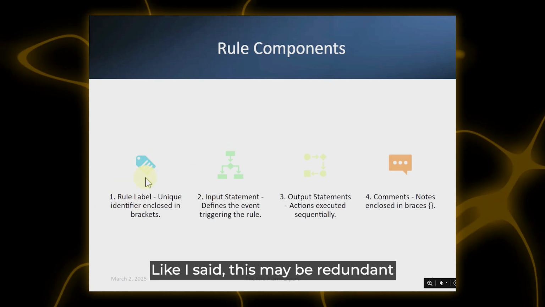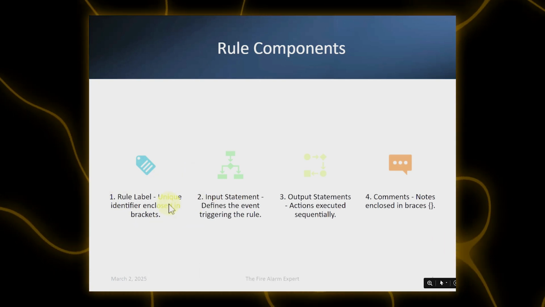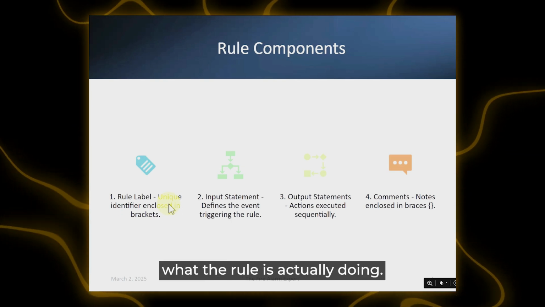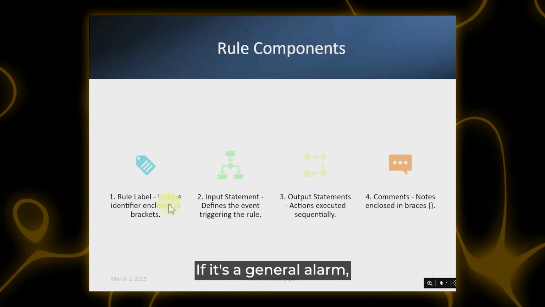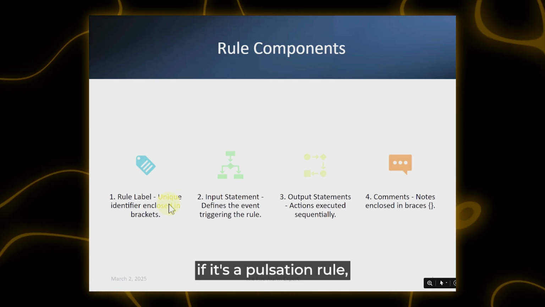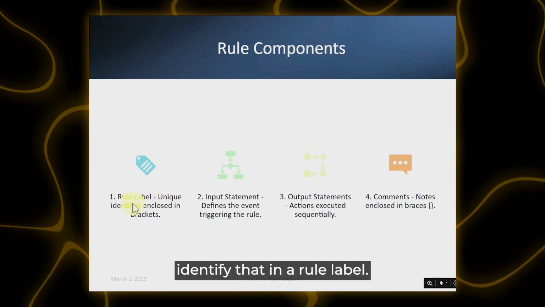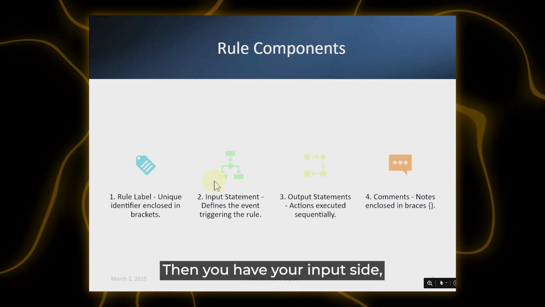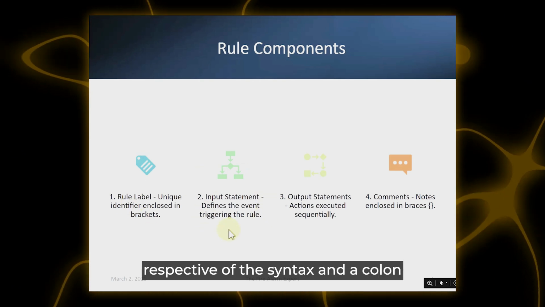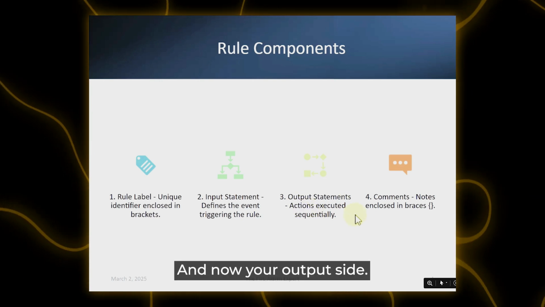So here are some of the rule components. Like I said, this may be redundant, but you need to understand that the rule label needs to be unique and identify what the rule is actually doing. If it's a general alarm, if it's a smoke elevator recall rule, if it's a pull station rule, whatever the rule is doing, you should identify that in a rule label. Then you have your input side, respective of the syntax and the colon that's going to separate the 2 statements. And now your output side.